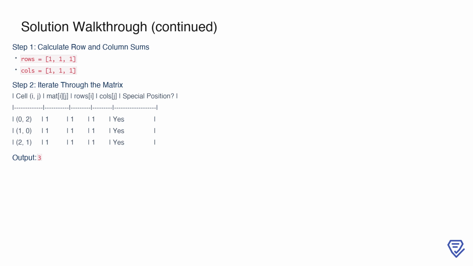Now, we check each cell. At position 0, 2, the conditions for being a special position are met, so we increment the counter. At position 1, 0, the cell is also special, and we increment again. Finally, at position 2, 1, we find another special position, bringing the total to 3. The output for this example is 3, as there are 3 special positions in the matrix.